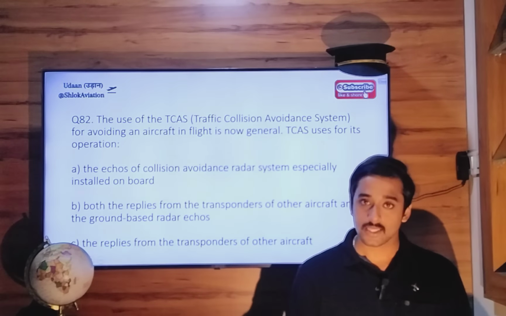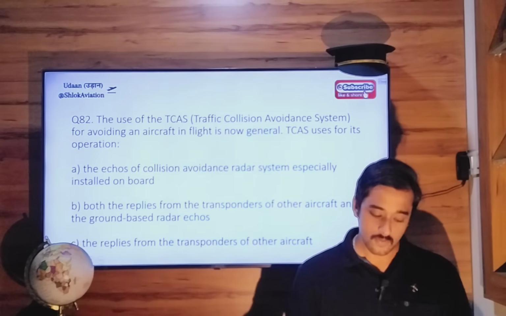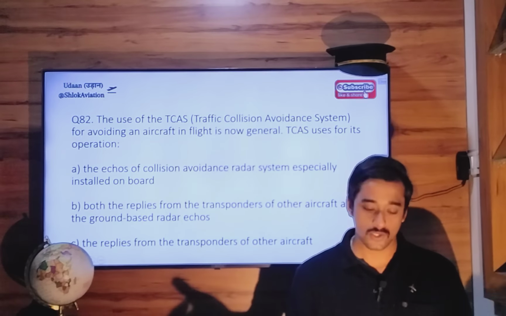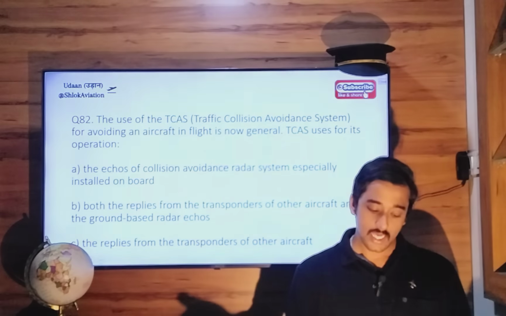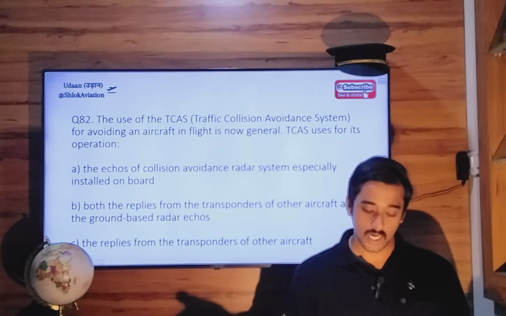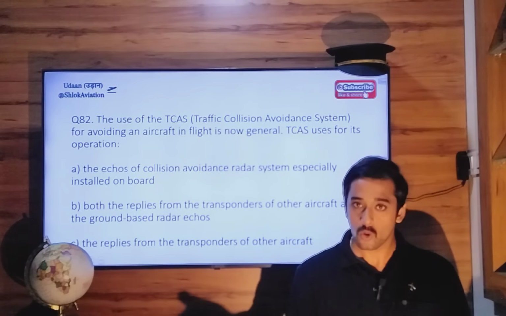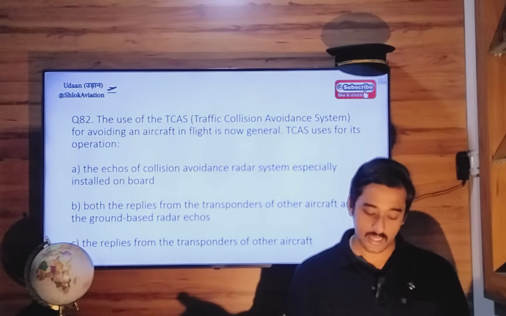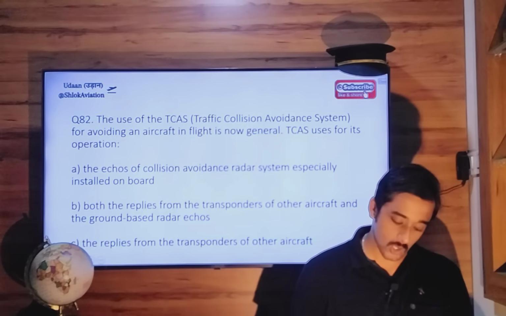The use of TCAS, Traffic Collision Avoidance System, for avoiding aircraft in flight is now general. Okay, everyone uses it. TCAS uses for its operation what? The echoes of collision avoidance radar system installed on board, both the replies from the transponders of aircraft and the ground-based radar, or the replies from the transponders of other aircraft. So the correct option here is option Charlie.